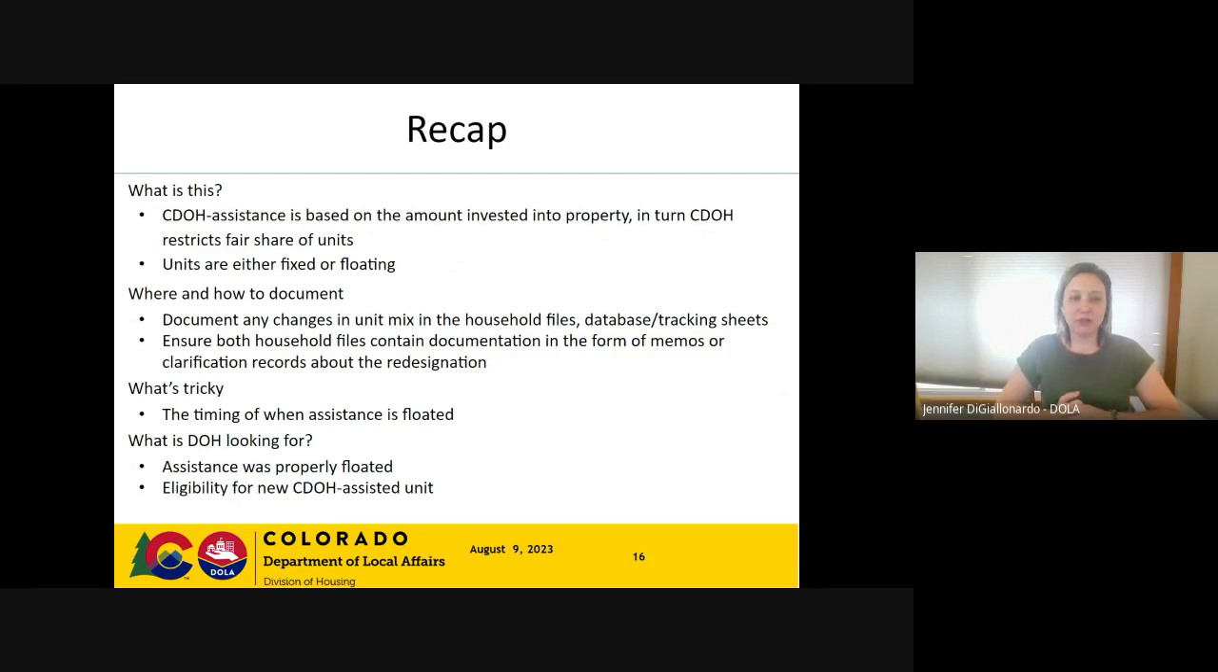Now, what is the Division of Housing looking for when we monitor? We're looking to make sure that that assistance was properly floated. We're looking for the eligibility documents in that new CDOH assisted unit. Again, making sure, if they have federal dollars, they are lawfully present, photo IDs, income and asset questionnaires, verification, lease agreements, all of that good stuff. We cannot say for certain if this household is CDOH assisted until we confirm eligibility.